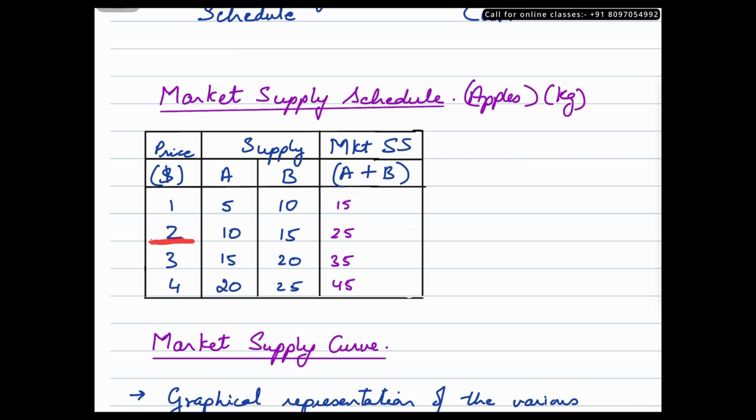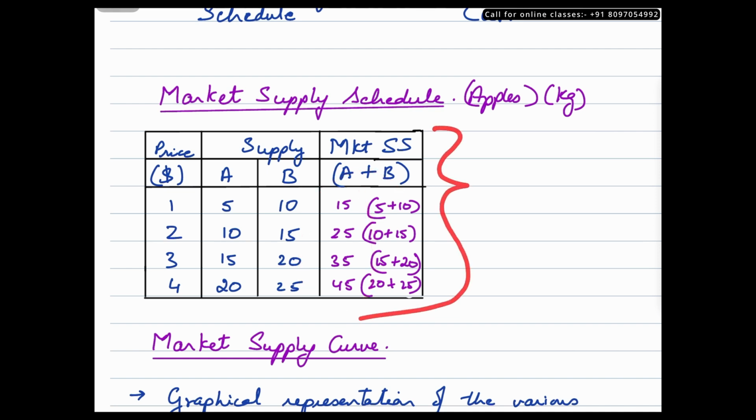Likewise, at price 2, the supply from Mr. A is 10 kgs and from Mr. B is 15 kgs, and likewise the market supply, I'll write it down, is 25. Let me write it for the previous scenario as well. The market supply at $3 is 15 from Mr. A and 20 kgs from Mr. B, which is 35 kgs, and at $4 it is 20 kgs from Mr. A and 25 kgs from Mr. B, rounding up to 45 kgs. So this is basically the market supply, and this is what a tabular representation would look like.